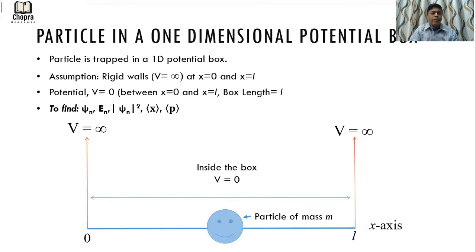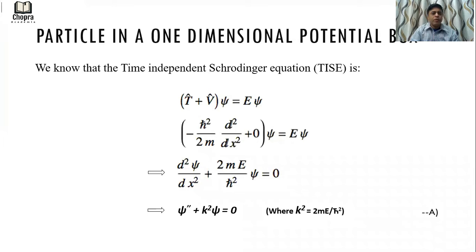So in this case, we use the time independent Schrodinger equation, TISE, which is written as (T plus V) psi is equal to E psi. We are using time independent here because at a snapshot, at a single moment of time, we are finding the energy eigenvalues and wave functions. So that is what we are going to do here.